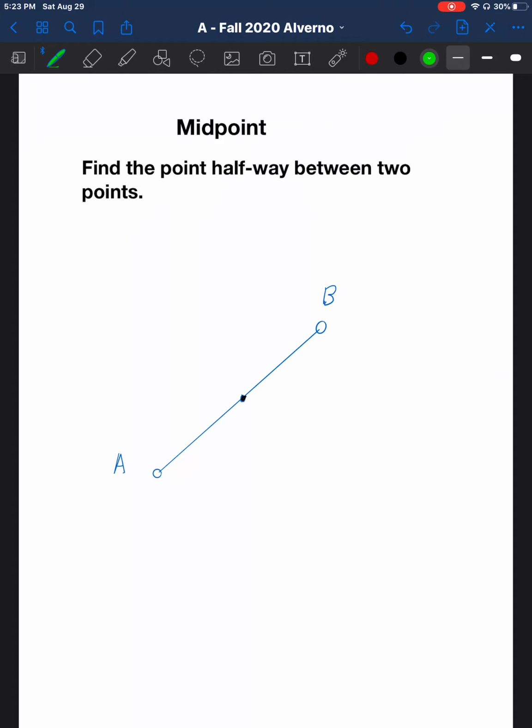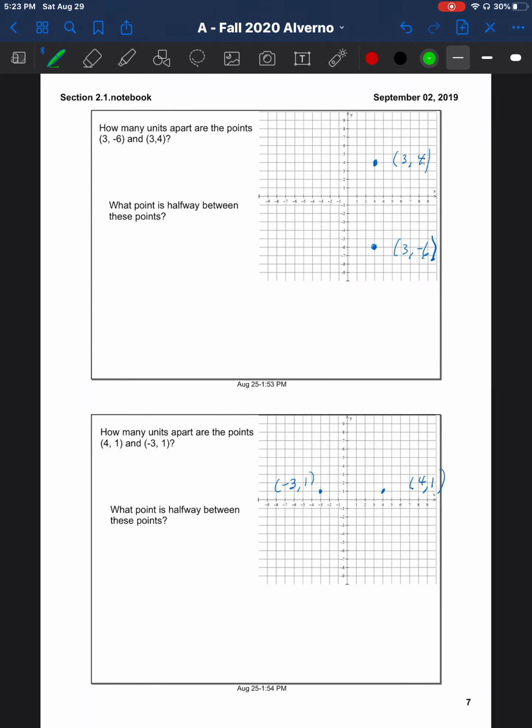The next thing we want to look at is the idea of a midpoint between two points. That means there is a point that is halfway between two other points. In other words, the distance from A to this midpoint is the same as the distance from the midpoint to the other point, B. So let's look at a couple of problems to give us an idea of what's happening here.